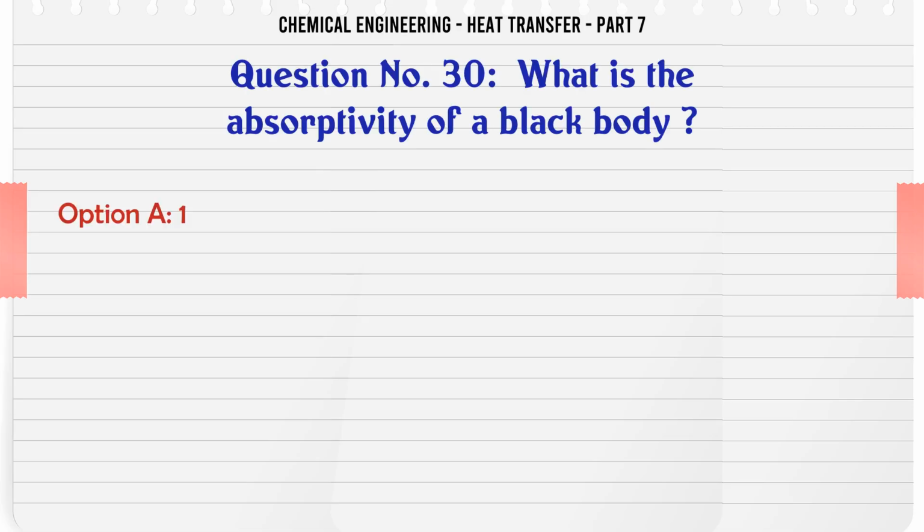What is the absorptivity of a black body? A. 1, B. 0, C. 0.78, D. 0.95. The correct answer is 1.